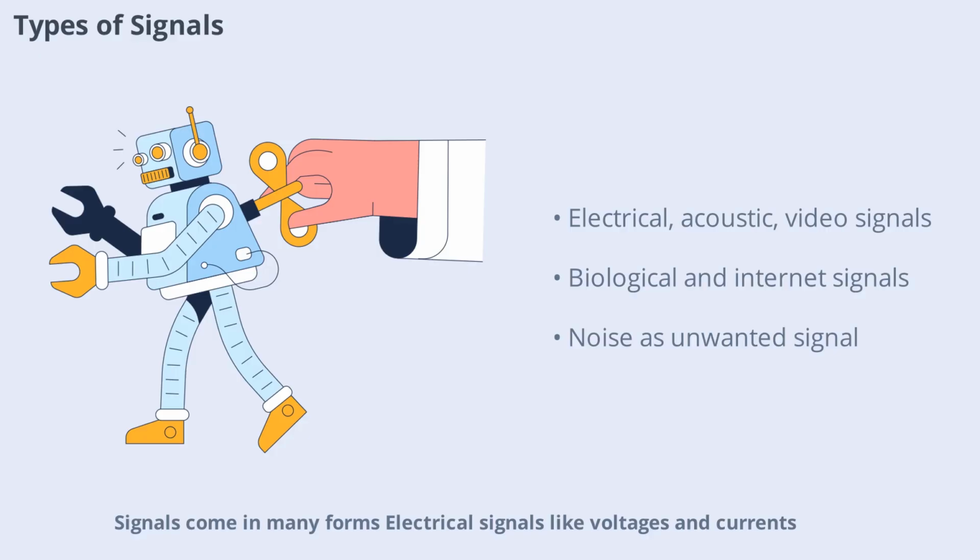Signals come in many forms. Electrical signals like voltages and currents are common in circuits. Acoustic signals include audio and speech, while video signals represent intensity variations in images. Biological signals such as DNA sequences are also crucial in biomedical engineering. The internet has introduced new types of signals like multimedia streams. Noise, or unwanted random components, is always present and must be managed. Each type of signal has unique properties and challenges, making signal processing a diverse and dynamic field.